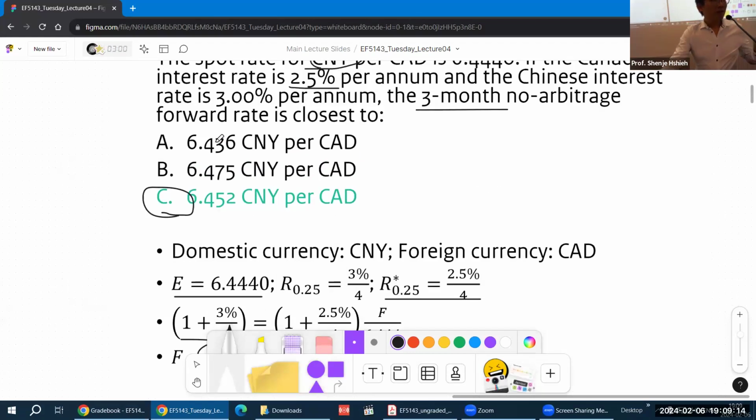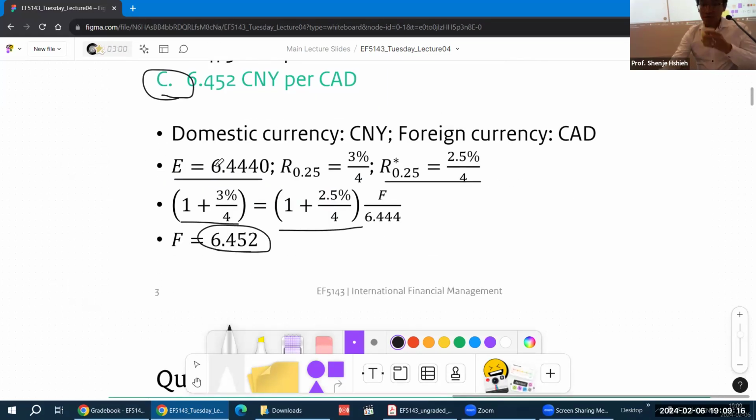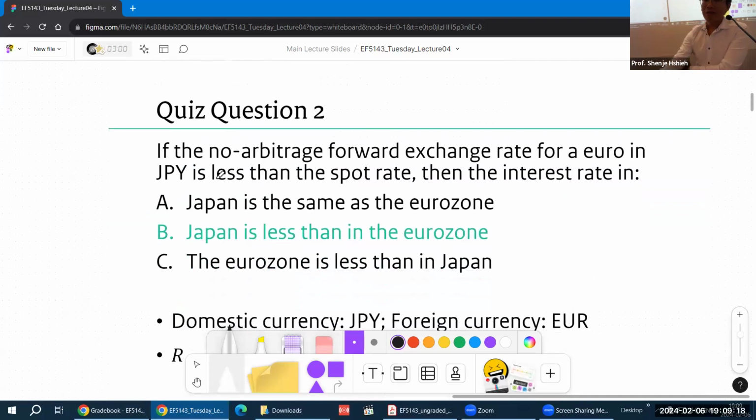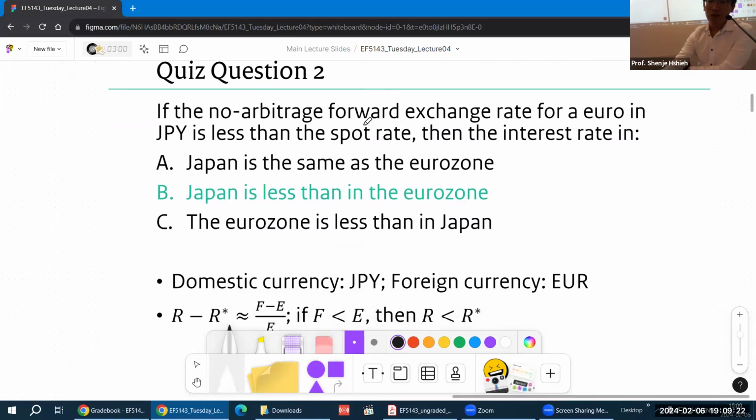Okay. Super simple. So I won't spend too much time on that. Let's move on. Quiz question 2. If the no arbitrage forward exchange rate for euro in Japanese yen. So the way to read this is the price of euro. So the foreign currency is euro, so maybe I just put an asterisk. Euro is the foreign currency. Japanese yen is the domestic currency, right?